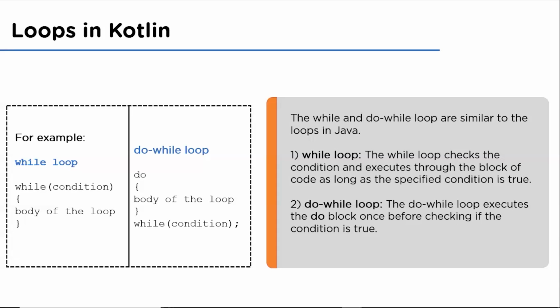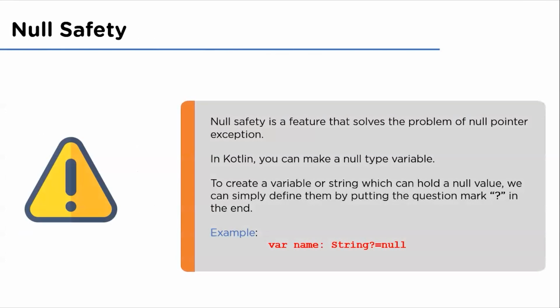So as we have understood about loops in Kotlin, now let's move on to our next topic, which is null safety. So null safety is a feature in Kotlin language that solves the problem of null pointer exception. If you have worked on other languages including Java, then you must have an idea of null pointer exception.